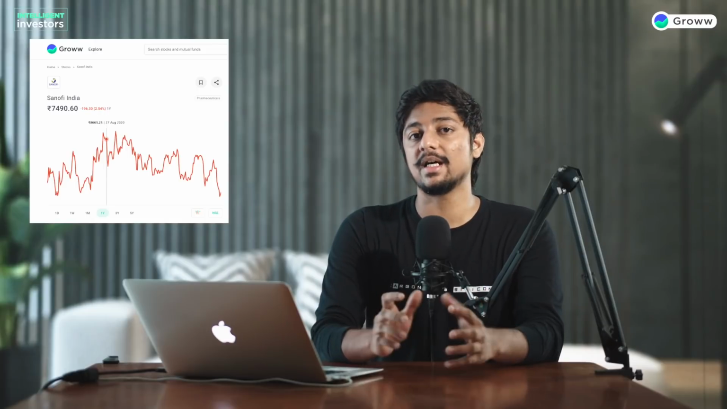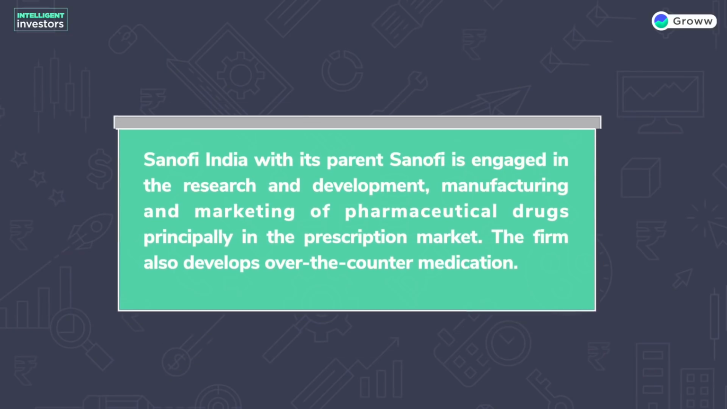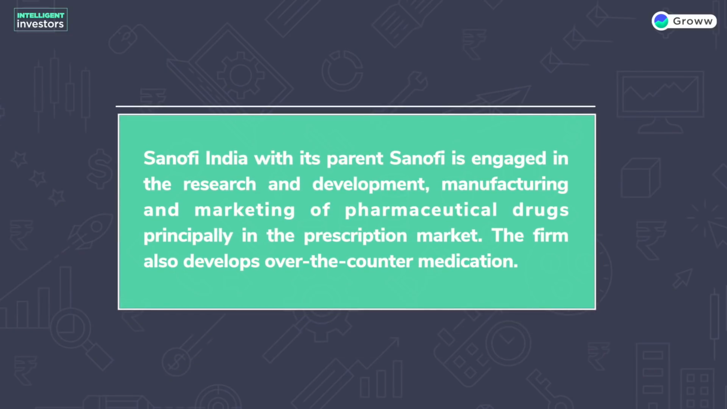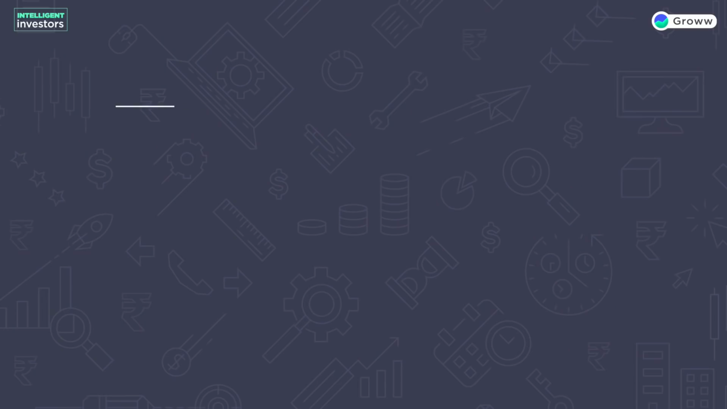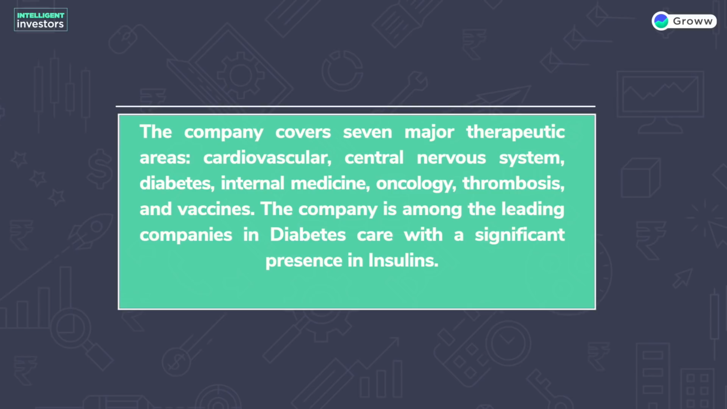Now let's look at another company in India which is known as Sanofi India. Sanofi India has a parent company called Sanofi, which is not in India. Sanofi India is basically engaged in research, development, manufacturing and marketing of pharmaceutical drugs. The segment that these guys operate in is known as the OTC segment. So they do a lot of drugs in the over-the-counter medication. Over-the-counter means I can go to a medical store, ask for a drug and they will give me that drug over the counter. Now the company basically covers 7 different areas: cardiovascular, CNS, which is central nervous system, diabetes, internal medicine, oncology, which is cancer, thrombosis and vaccines. These are the 7 different categories that they cater to.